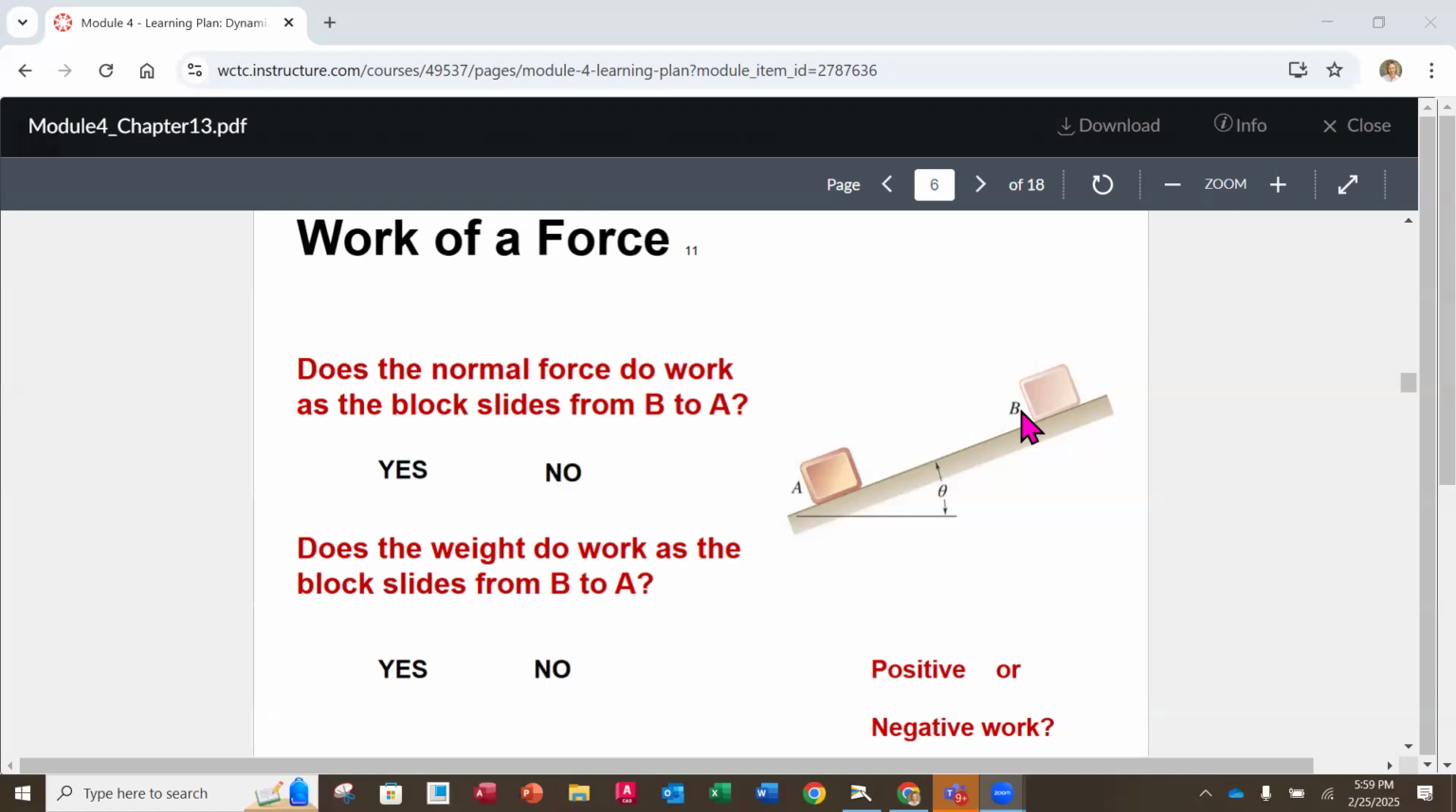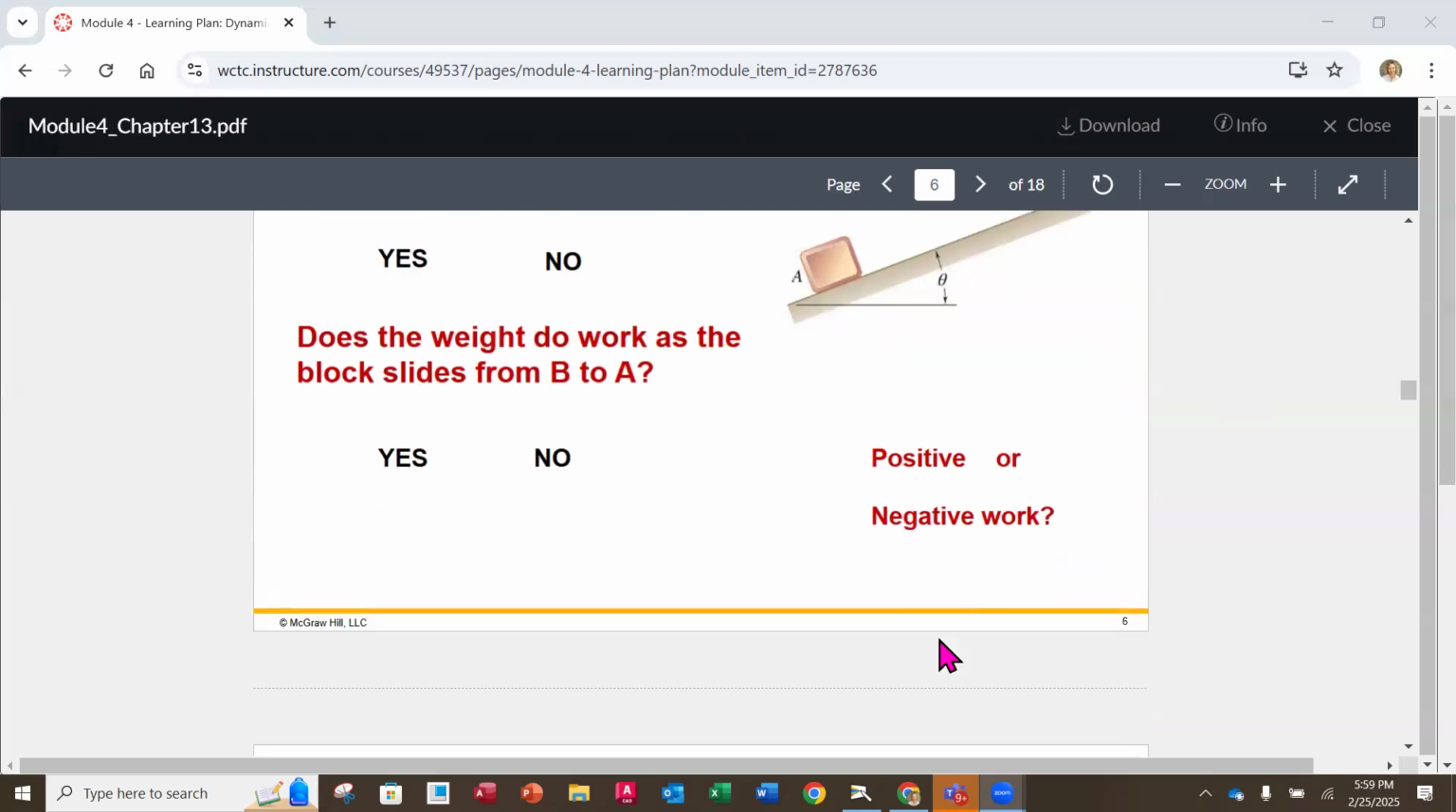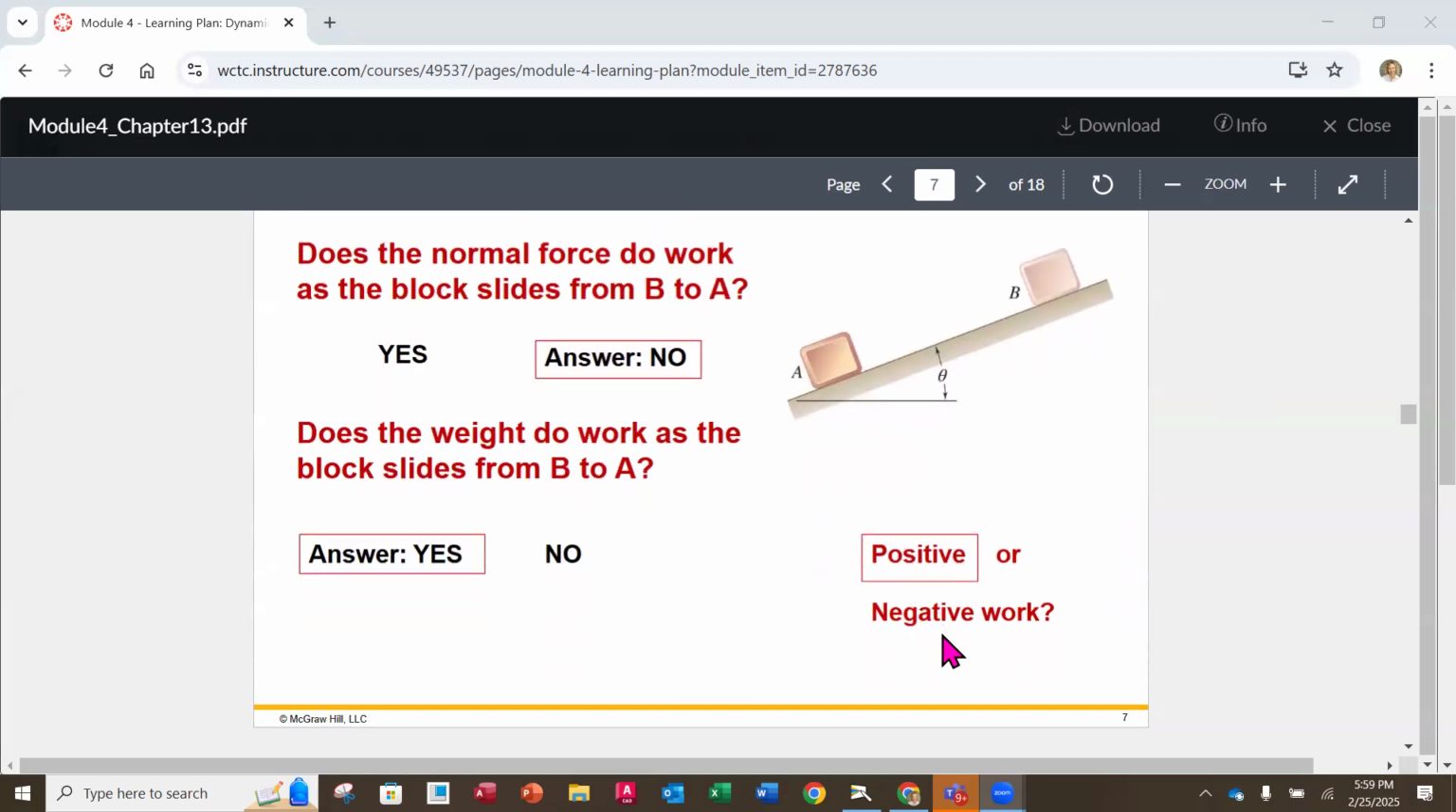Lex says negative. Anybody have a virtual? Anybody positive or negative on the work? We'll see in a little bit. Okay. Nobody wants to chime in. It was positive, but let's look first.